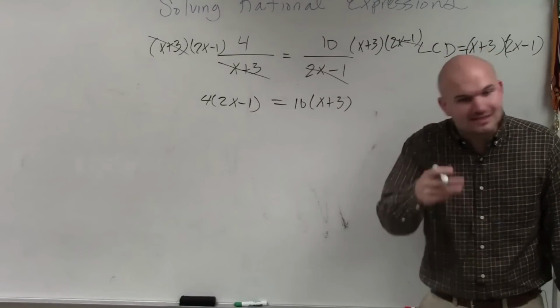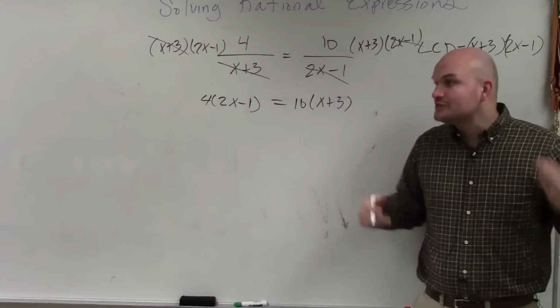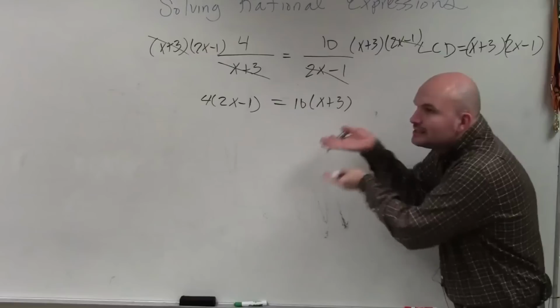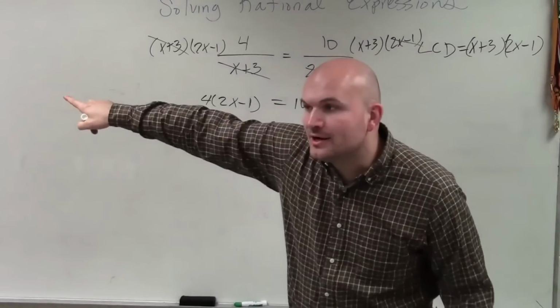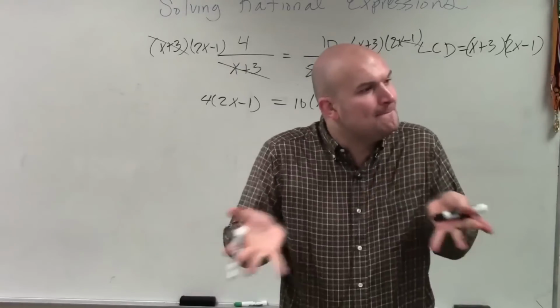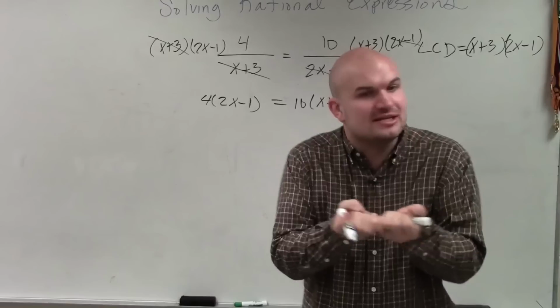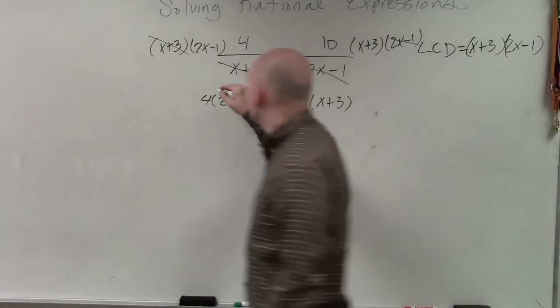That's what you guys need to write down and make sure you remember to do. Find your LCD and multiply it by every term. That eliminates your fractions. We're trying to eliminate the fractions here, whereas over there, we're not trying to eliminate them. We're trying to combine them. So that's why I multiplied the LCD on the top and the bottom, so we had the LCD for both expressions. Well, now I apply the distributive property.